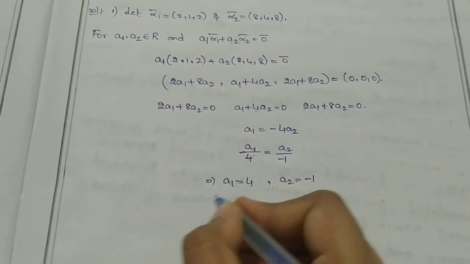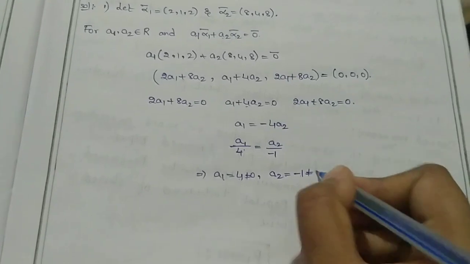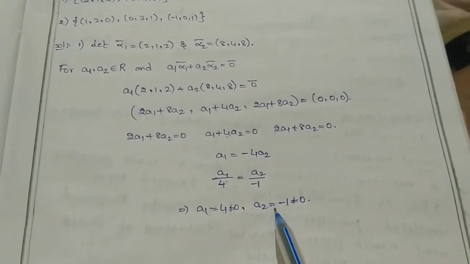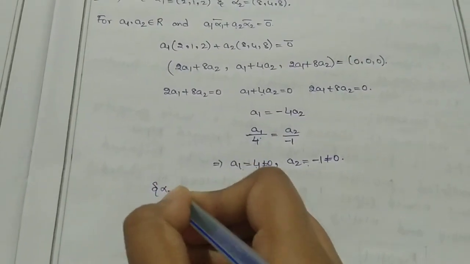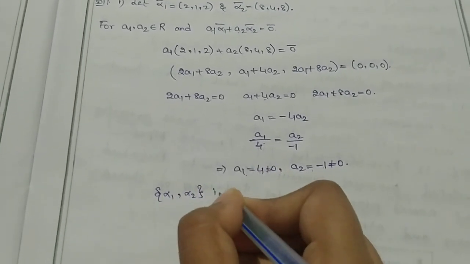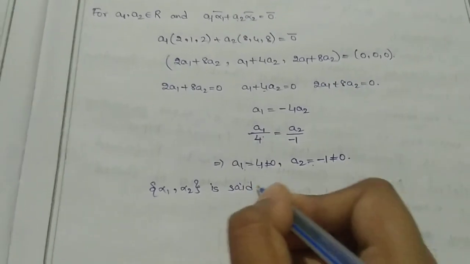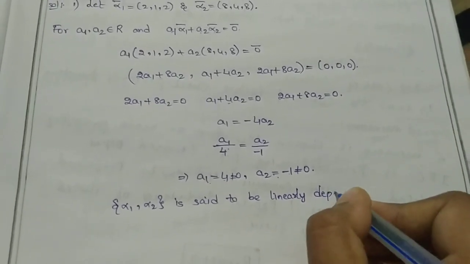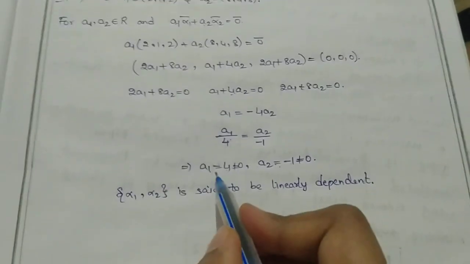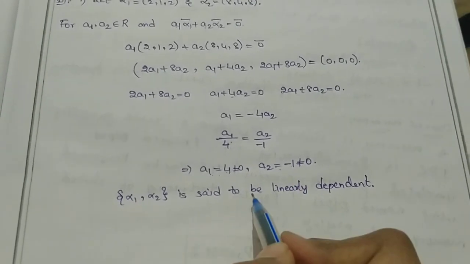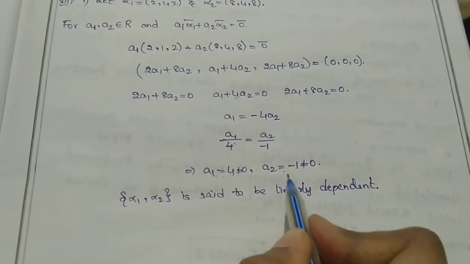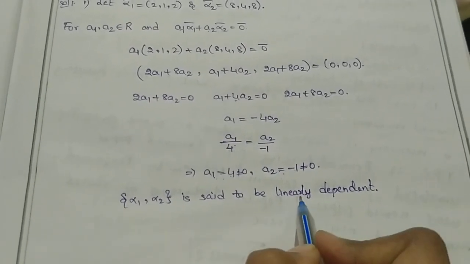Here we got the values of the scalars: a1 is 4 and a2 is minus 1. Both of the scalars are non-zero, a1 is not equal to 0, and a2 is also not equal to 0. So over the linear combination of the set of vectors we got both scalar values as non-zeros. So the set of vectors alpha 1 comma alpha 2 is said to be linearly dependent. If we get values of the scalars as non-zeros, then the set of vectors is said to be linearly dependent. If all of the scalar values are zeros, then the set of vectors is said to be linearly independent.